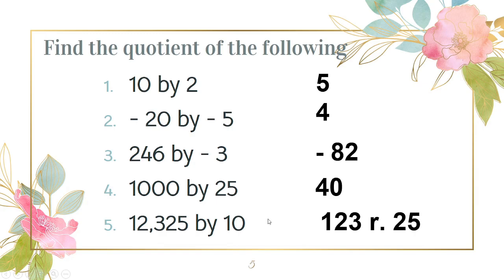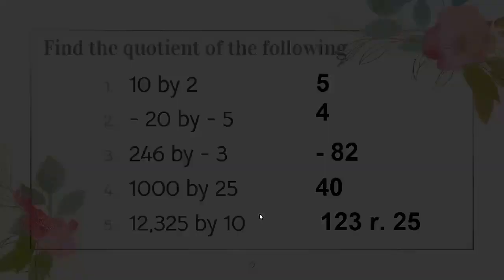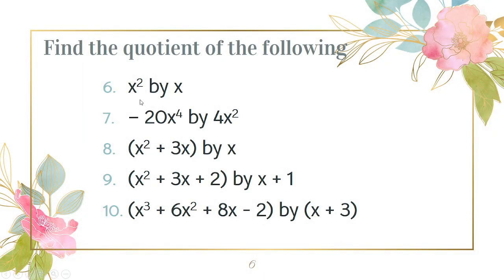So it means very basic. Okay, moving on to number 6 to 10. Number 6, x squared divided by x is x. So take note that in division of polynomials, you follow the law of exponent, which says that you copy the same base and then subtract the exponents. That's why this becomes x to the first power, or simply having exponent of 1.